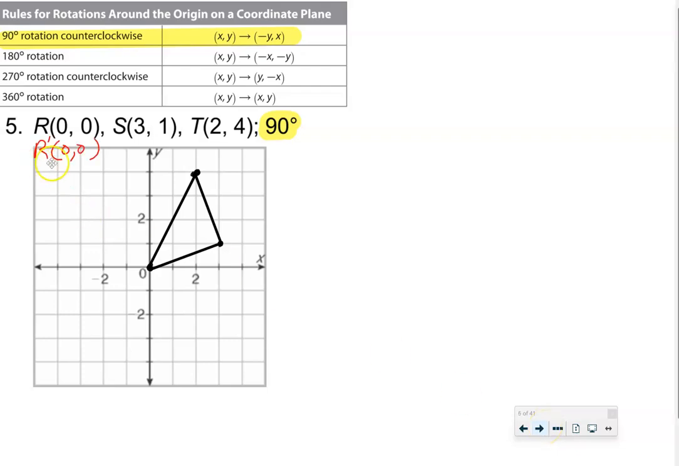Okay, so the first one, R prime, we're going to swap them and change the y to the opposite. But since it's both 0, (0, 0), it's just (0, 0). You can't change the sign of 0. So it's just (0, 0). That's not going to change.